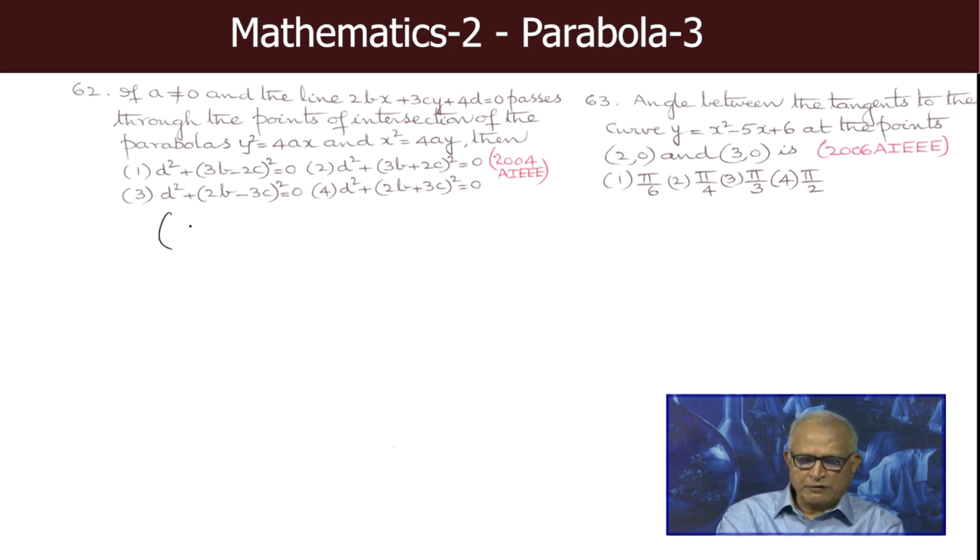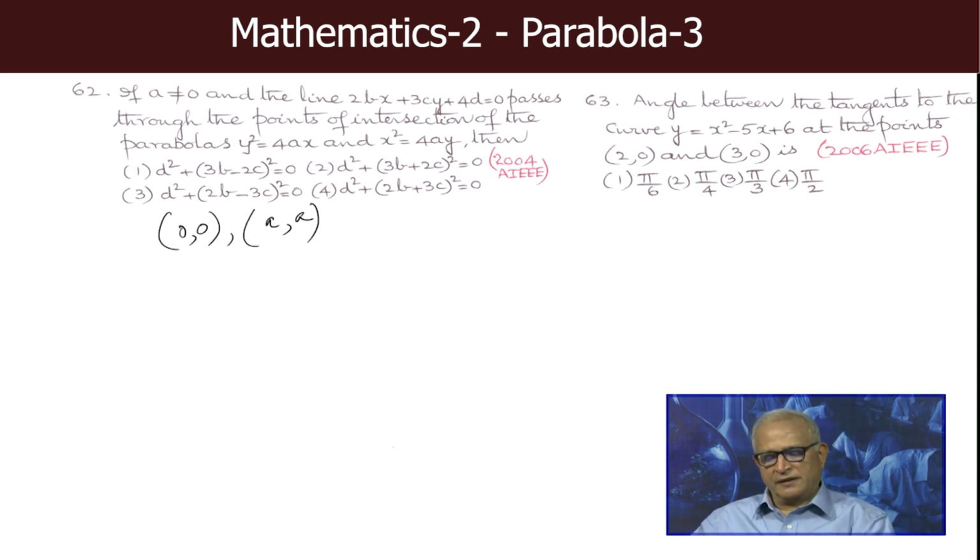Clearly one is 0, 0, and the other is 4A, 4A. So, these are the points where the 2 parabolas meet. One is 0, 0, the other is 4A, 4A.